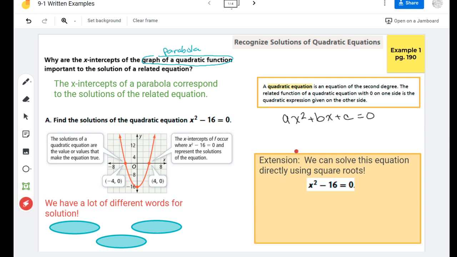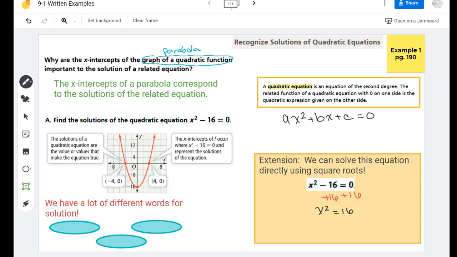So let's do an extension real quick. I want to show you how to solve this using square roots before you see where we're getting the -4 and 4 from. If I want to solve this, the first thing I need to do is get the square alone. Mind you, this only works when you have just a quadratic term and there's no linear term. See how there's no x in here? There's just an x squared. So if you don't have a linear term, then you can solve directly for the x squared without having to do extra work.